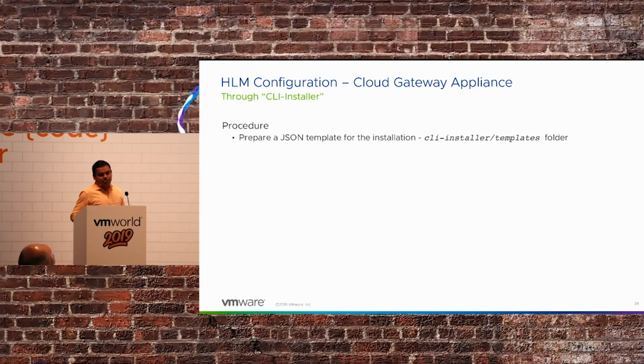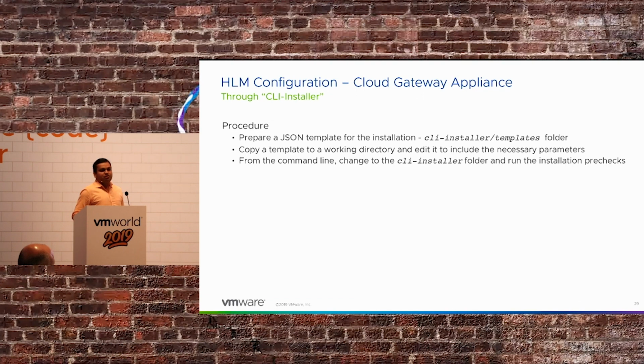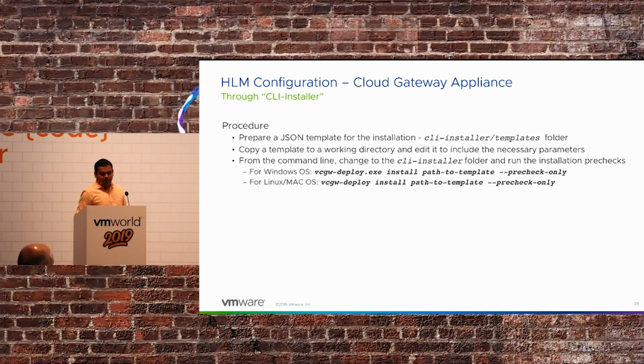We'll have to prepare the JSON template for installing this appliance onto the on-premise data center, right? We'll quickly look into the template in the next slide, but for now, assume the template is ready, right? What we'll do is copy that template onto the working directory, and then do an installation pre-check just to ensure that your on-premise data center is capable enough to hold the cloud gateway appliance, right? So once the installation pre-check is successful, we do the actual installation.